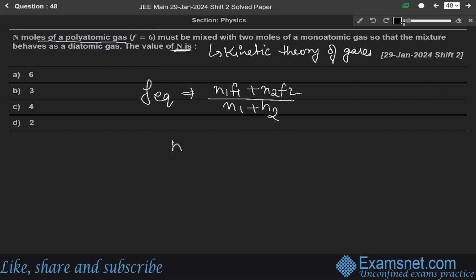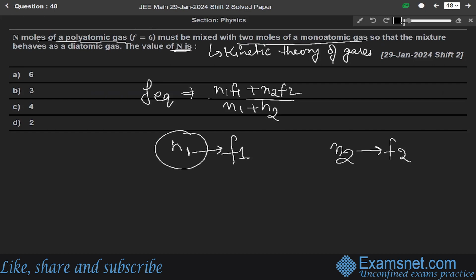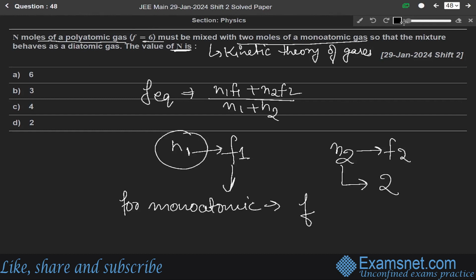Let us say N1 is the moles of polyatomic gas, so for this we write F1, and N2 is the number of moles of monoatomic gas, for which we write F2. There are 2 moles of monoatomic gas, meaning N2 is given as 2. For polyatomic gas, the value of F is given as 6. And for monoatomic gas, the value of F, the degrees of freedom, is equal to 3.